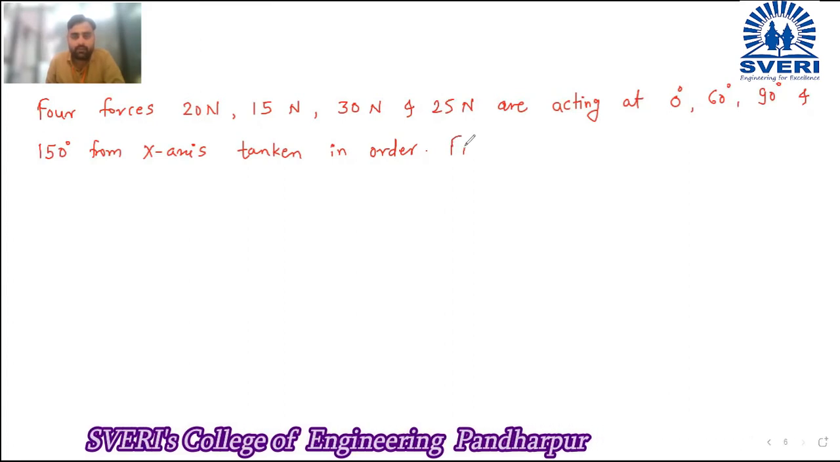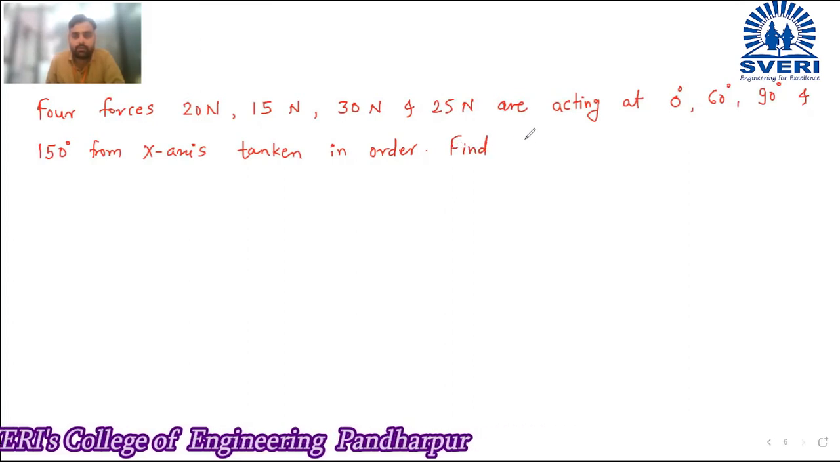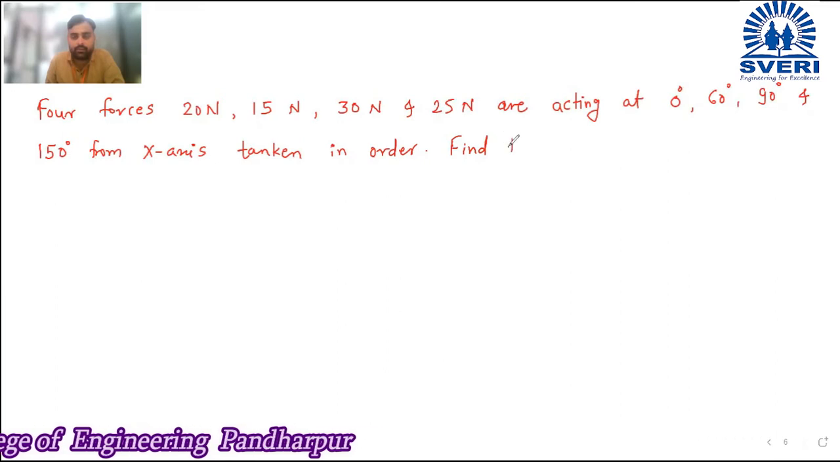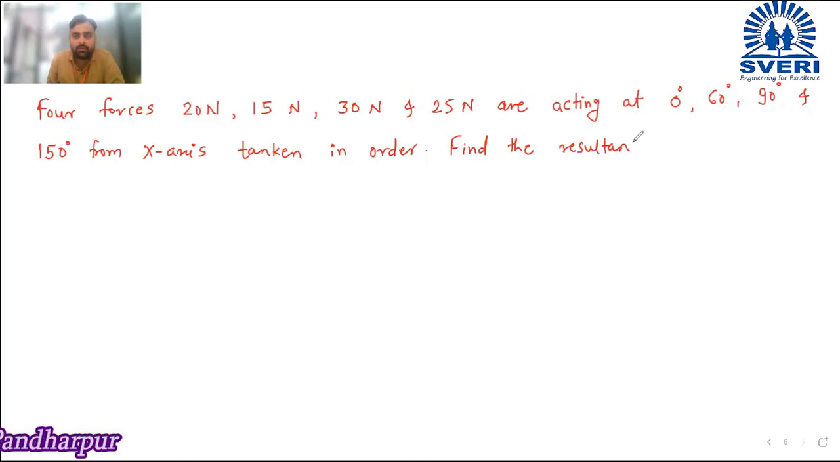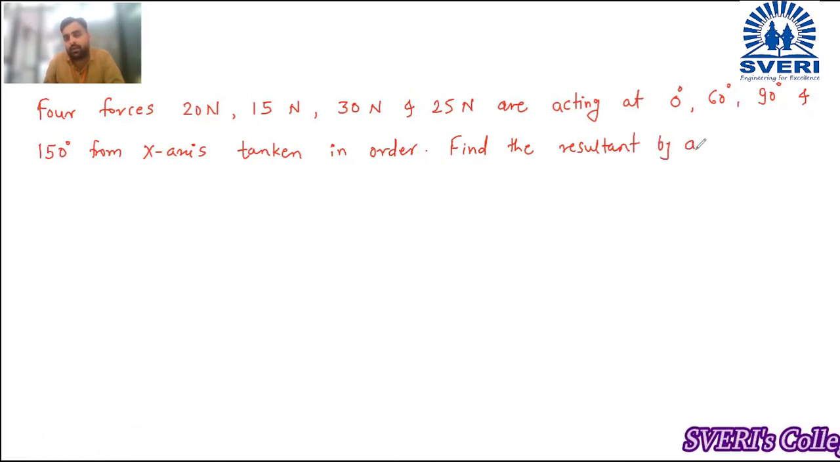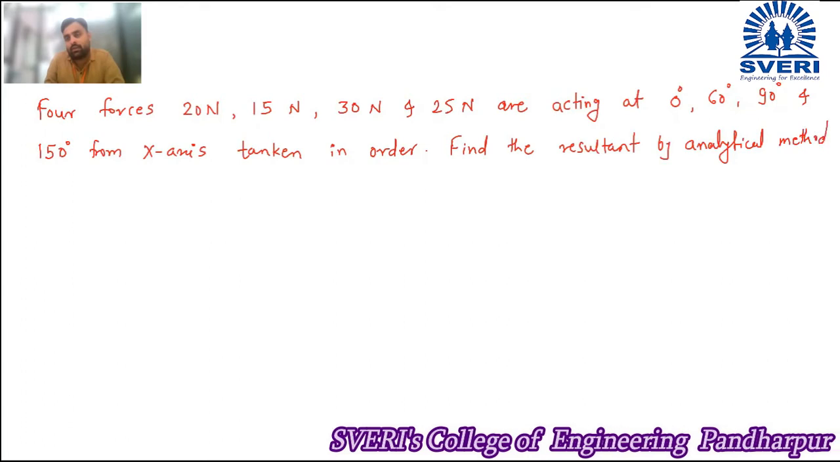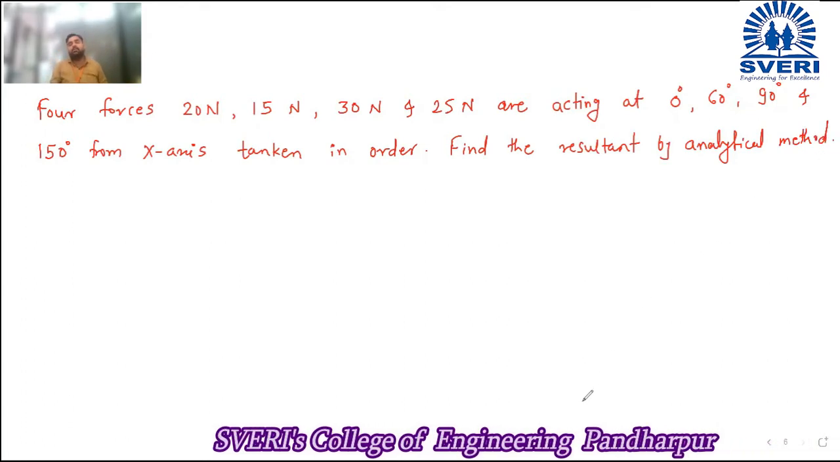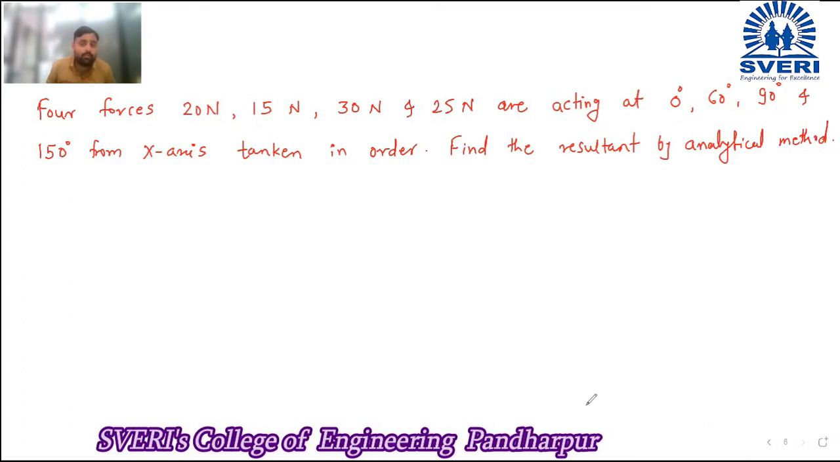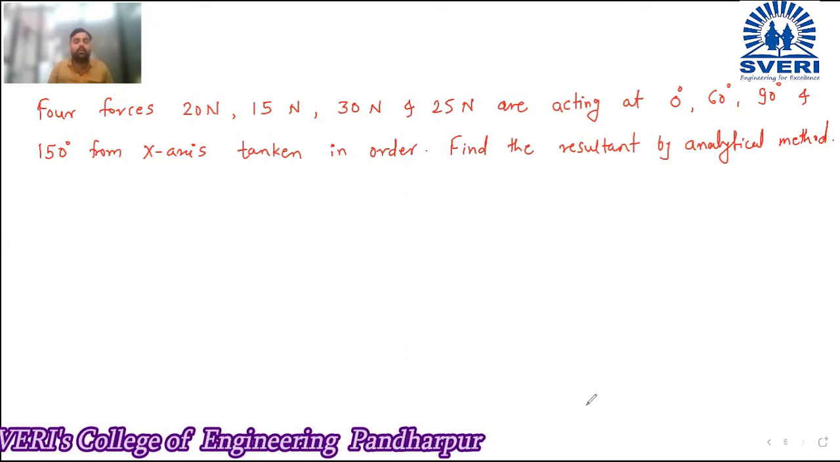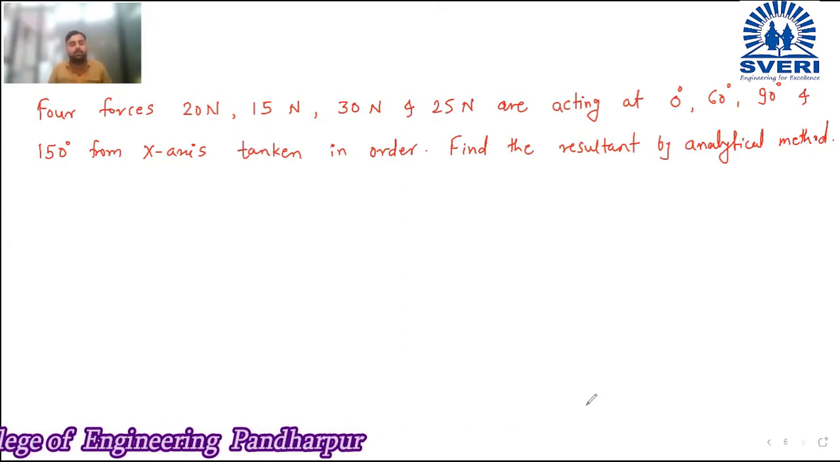Find the resultant by analytical method. Okay, now here they have mentioned find the resultant by analytical method. Sometimes they won't mention, they will only tell you find the resultant. That's it. Okay, so still you have to use the same method.